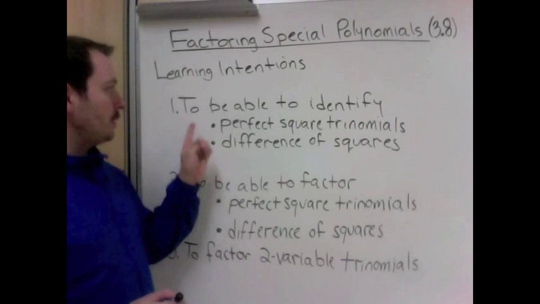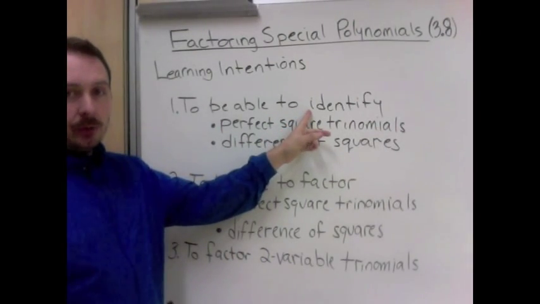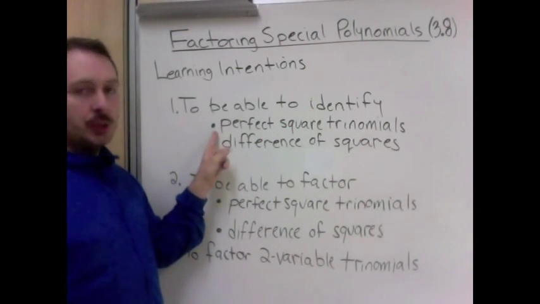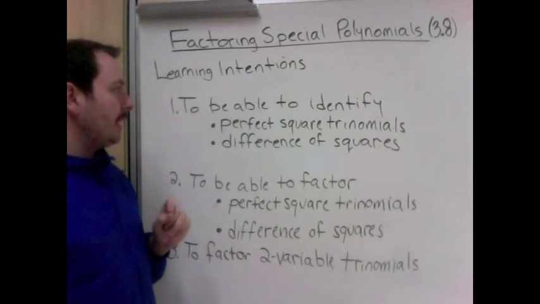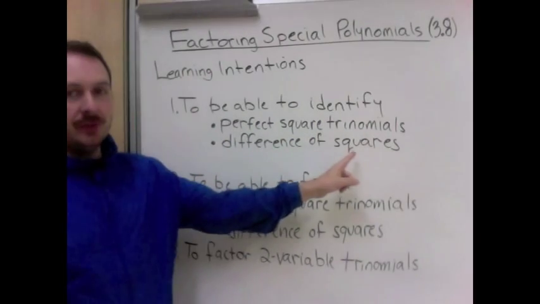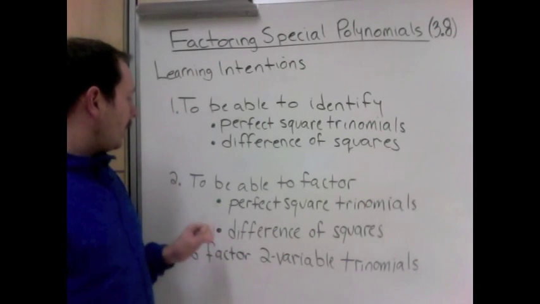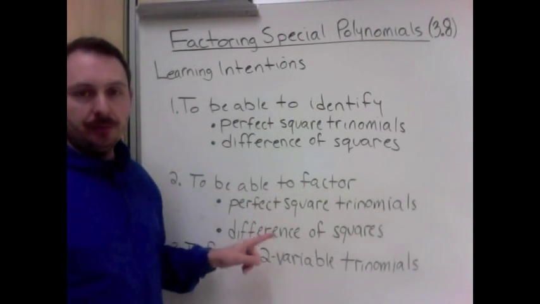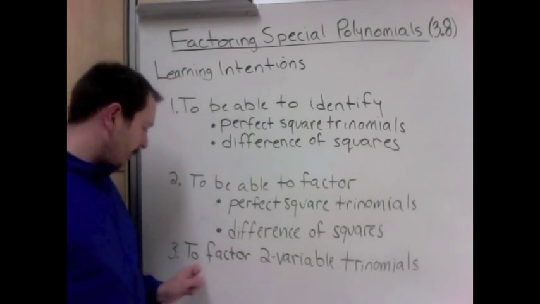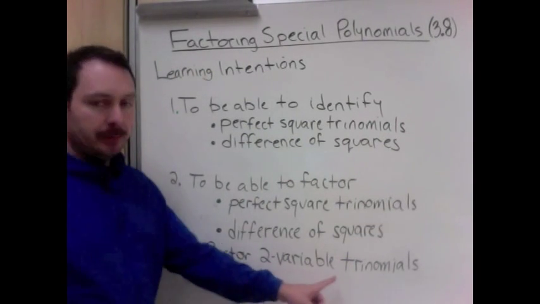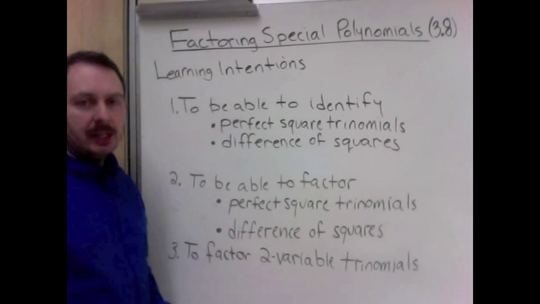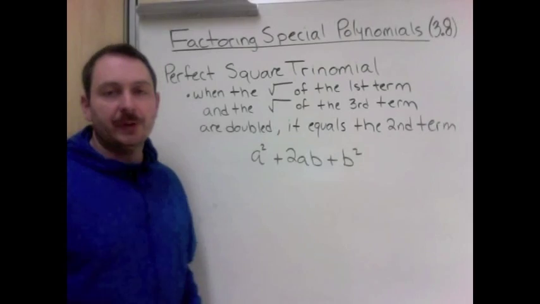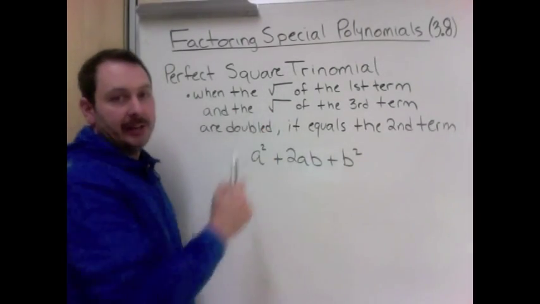So what you're going to be able to do is to identify or recognize a perfect square trinomial. You need to be able to identify or recognize a difference of squares. And then once you're able to identify them, you need to be able to factor each of them. And finally, you're going to be able to factor a two-variable trinomial. So when there's x's and y's mixed up in one question. We're going to first look at perfect square trinomials.